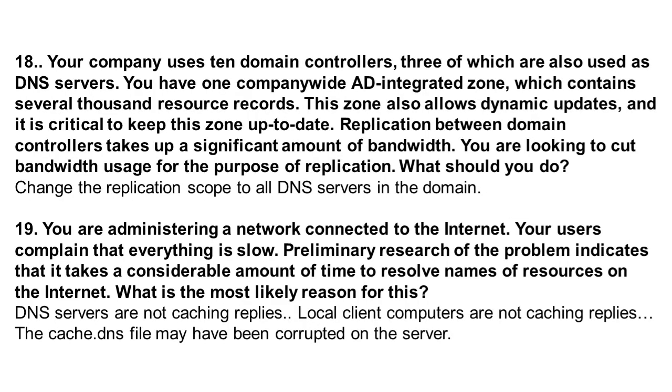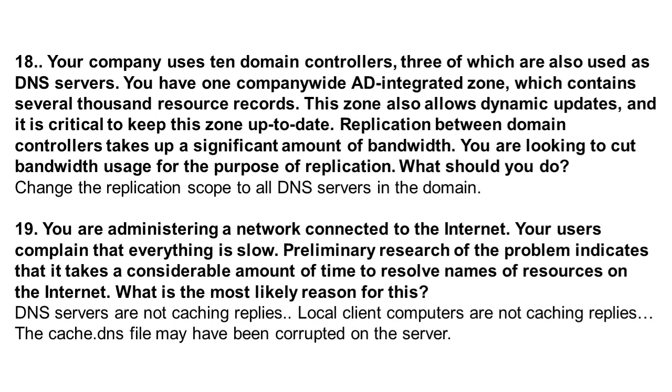Your company uses 10 domain controllers, 3 of which are also used as DNS servers. You have one company-wide AD integrated zone which contains several thousand resource records. This zone also allows dynamic updates, and it is critical to keep this zone up to date. Replication between domain controllers takes up a significant amount of bandwidth. You are looking to cut bandwidth use for the purpose of replication. What should you do? Change the replication scope to all DNS servers in the domain.